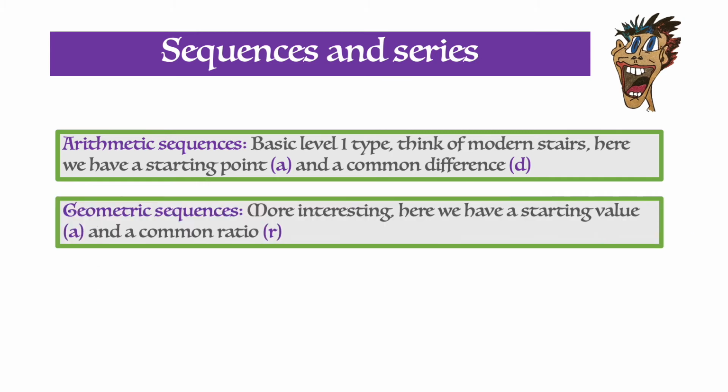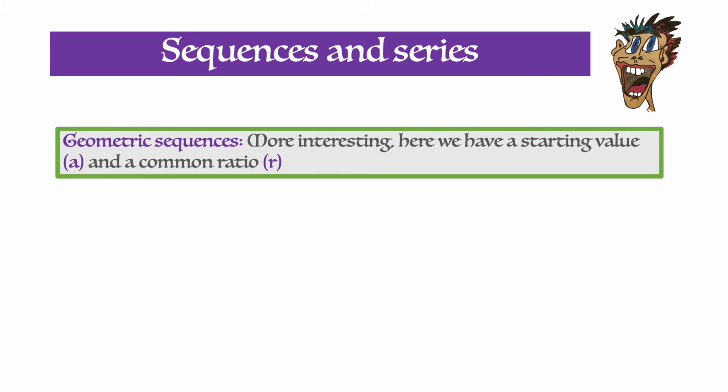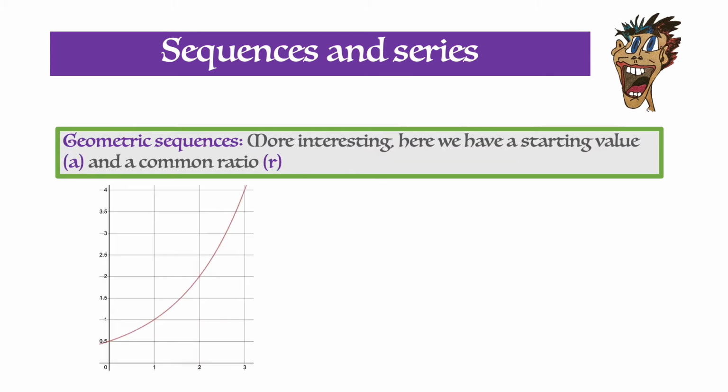That's the arithmetic sequence. Now let's consider the geometric sequence. It's a bit more interesting, and we have a starting value of a, very similar, but this time we have a common ratio of r. And so that's slightly different. Let's take an example, 0.5, 1, 2, 4 and 8.